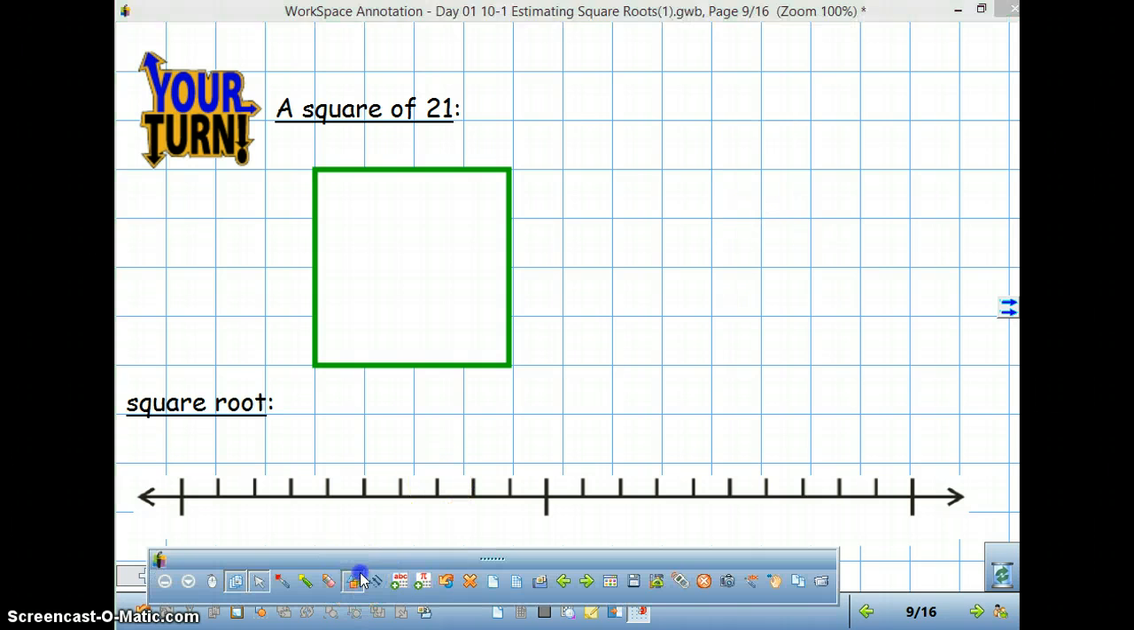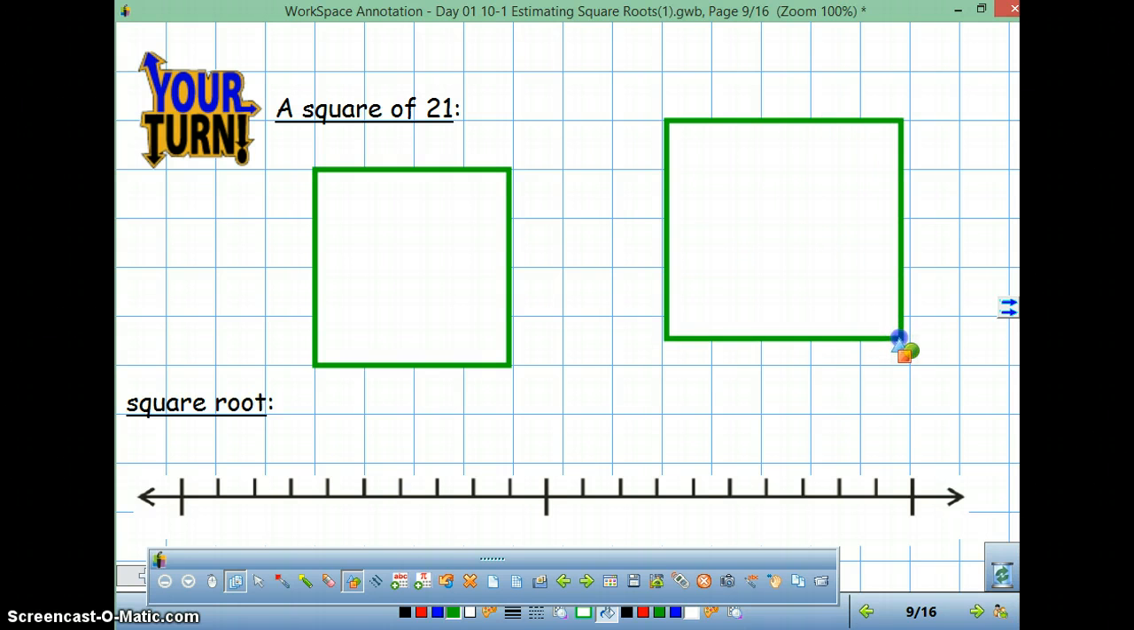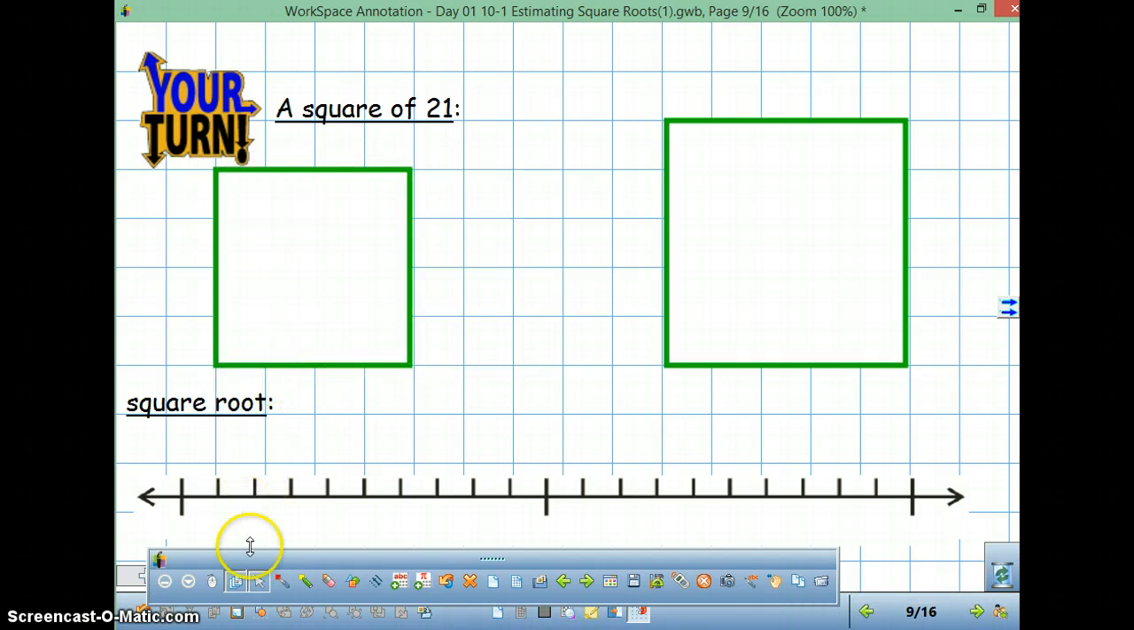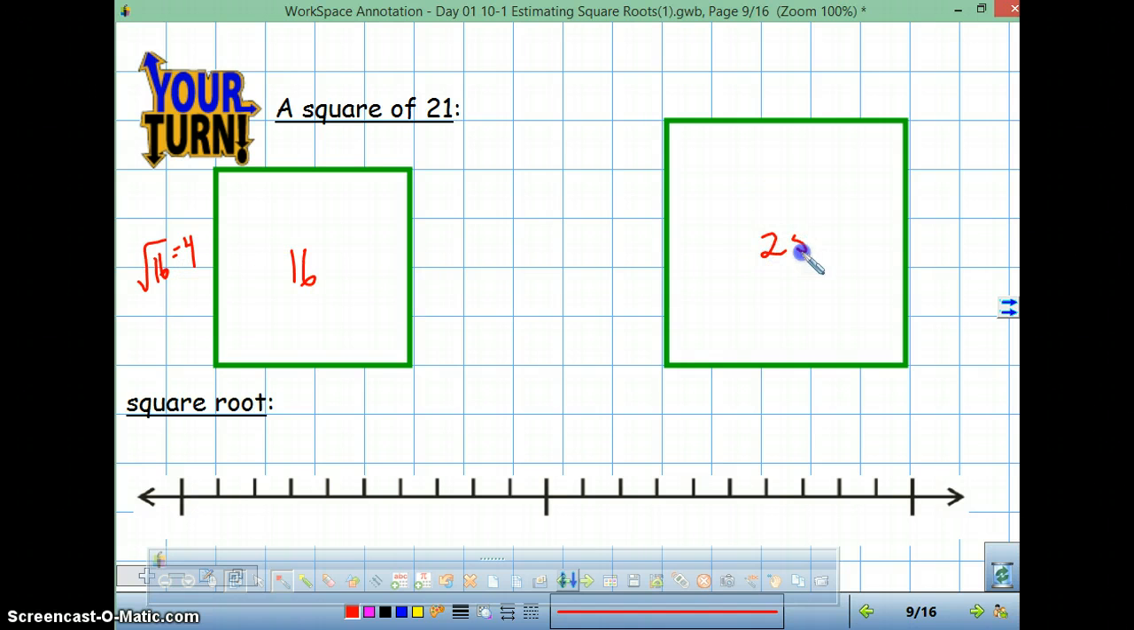Oops, I need my tool. 1, 2, 3, 4, 5. Okay, that would be 25. So on this side, let's move this over. We've got 16, and the square root of 16 is 4. On the other side, we've got 25, and the square root of 25 is 5.